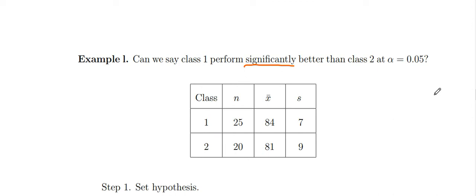So can we say class 1 performs significantly better than class 2? We say no. Their performance we can regard as quite similar. Or we can say this difference, 84 versus 81, is not so significant.